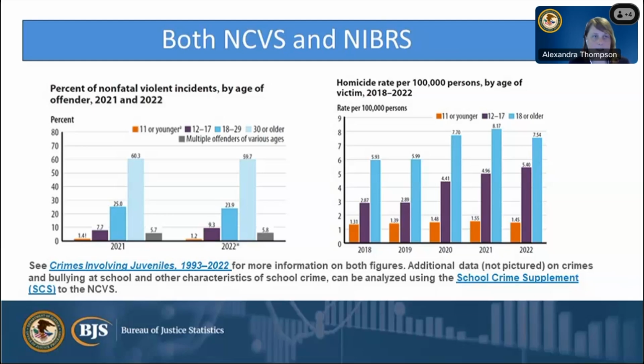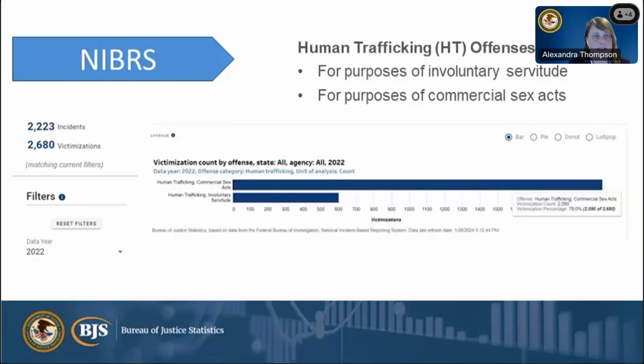So our last and final question of this poll, and then after this, we'll go over some resources, and then we'll have the Q&A at the end. Our last polling question is, where can I look for data if I'm interested in human trafficking? NCVS, NIBRS, or both? So we'll close the poll on that one. It was a bit split for that question, but the answer is NIBRS.